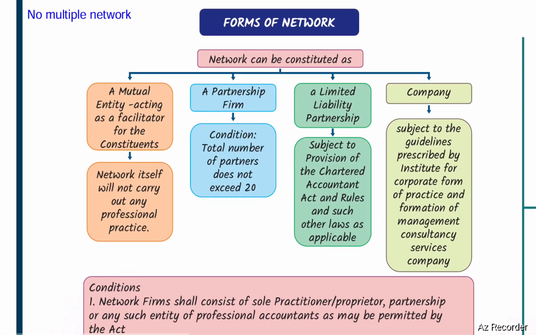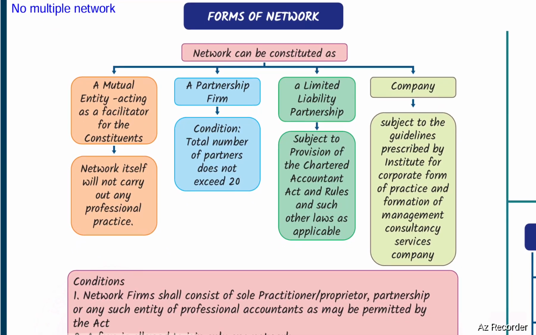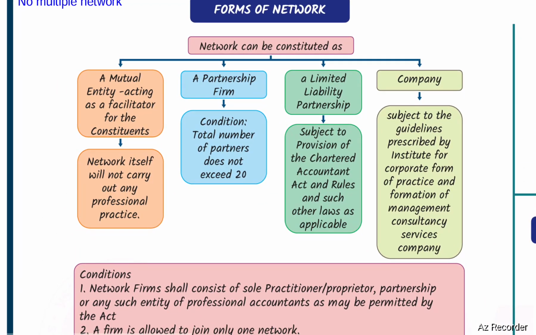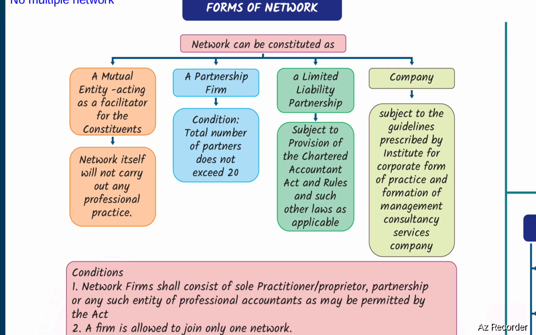Next, forms of network. A network can be constituted as a mutual entity acting as a facilitator for the constituents. The network itself will not carry out any professional practice. A network can be a partnership firm, on the condition that the total number of partners does not exceed 20. A network can be an LLP, a limited liability partnership, subject to the provisions of the CA Act and rules and other such laws as applicable. A network can be a company, subject to the guidelines prescribed by the Institute for corporate form of practice and formation of management consultancy services company.